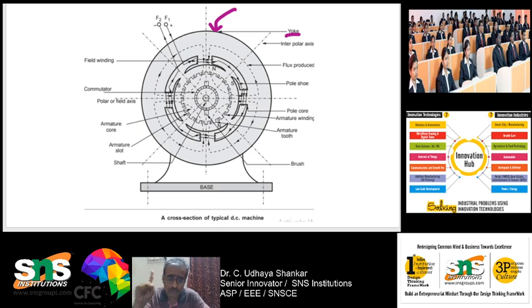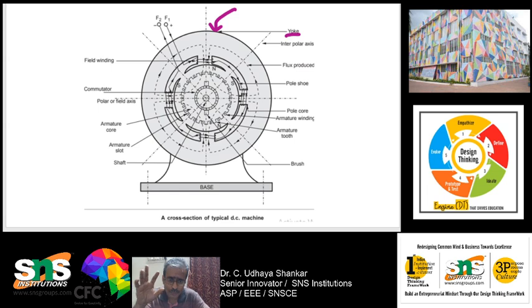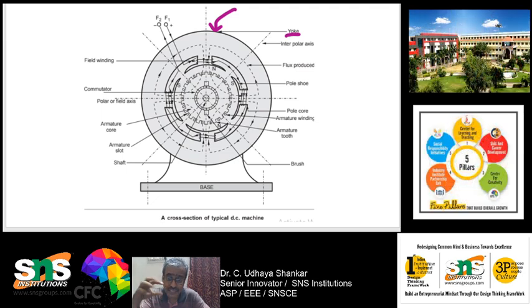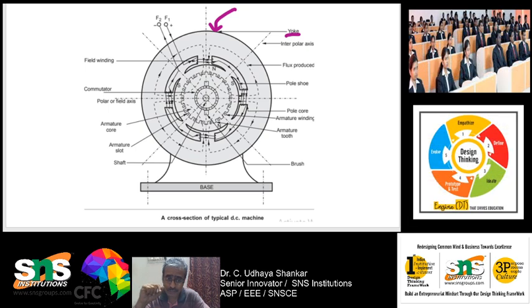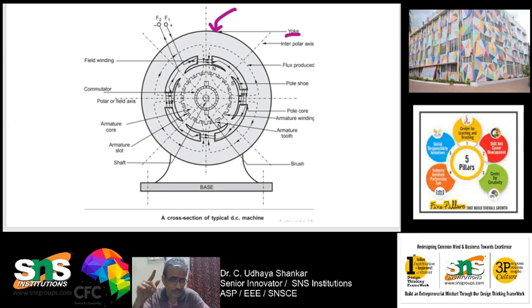One is cast iron, the other is cast steel. In some machines the yoke is made of cast iron, in some of cast steel. Cast iron is very cheap, but its weight is a little high, so it is restricted to small machines. Cast steel is very costly, but its weight is very less and it can be used in large machines because it has high permeability, so the weight is reduced and the flux path is easy. So flux losses will be less in cast steel compared to cast iron.